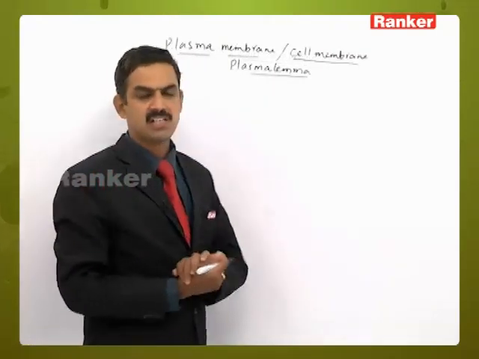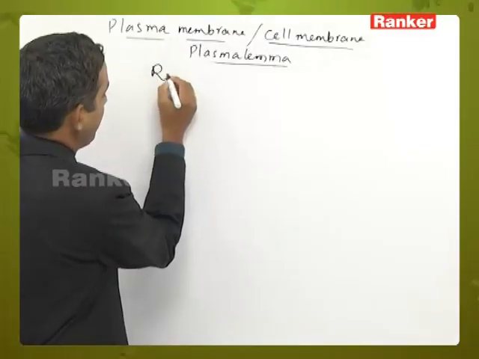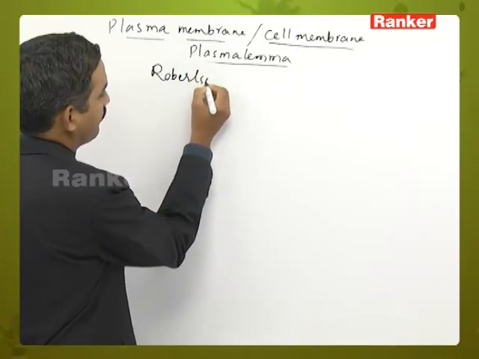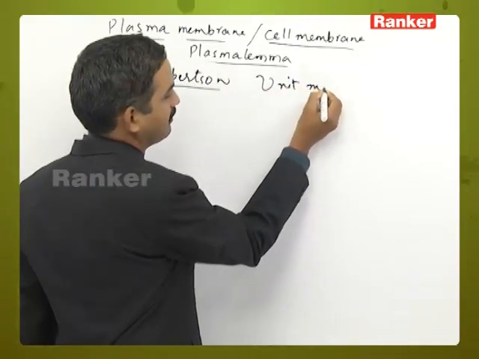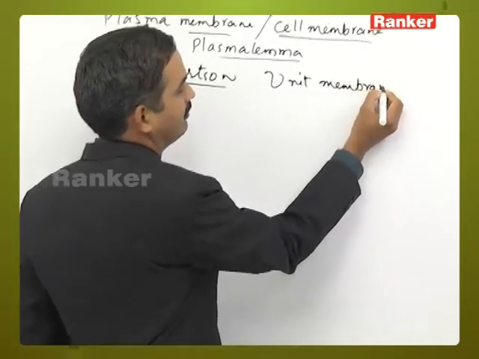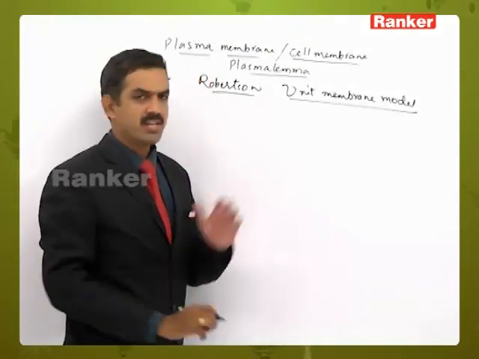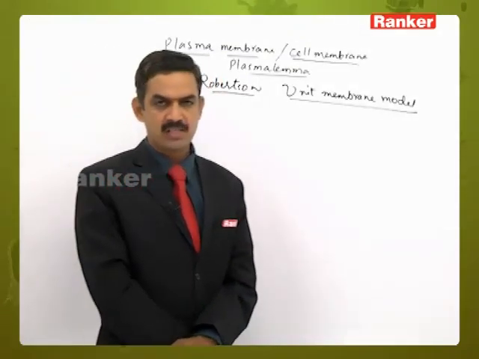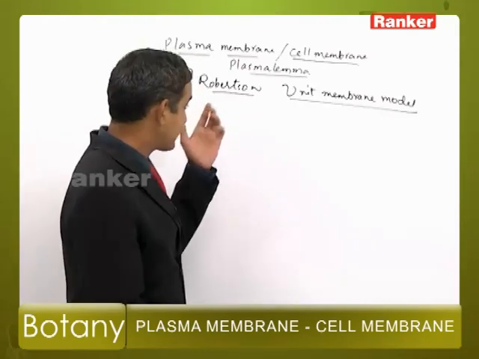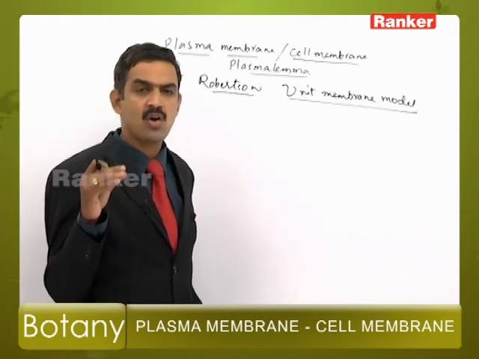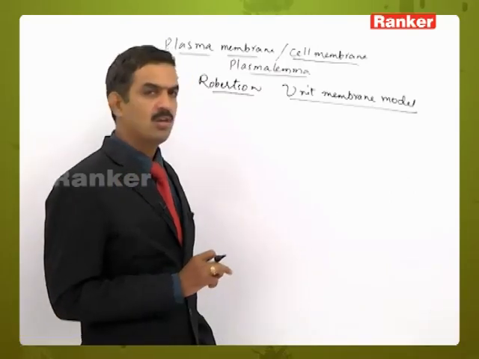So here there is a little modification of the Daniel and Davson model. That was given by a scientist called Robertson. Here we call it the unit membrane model. According to the scientist, 3 layers are present. So, trilamellar, tri means 3, lamella means layers. All the 3 layers are considered to be a single unit, so we call it the unit membrane model.